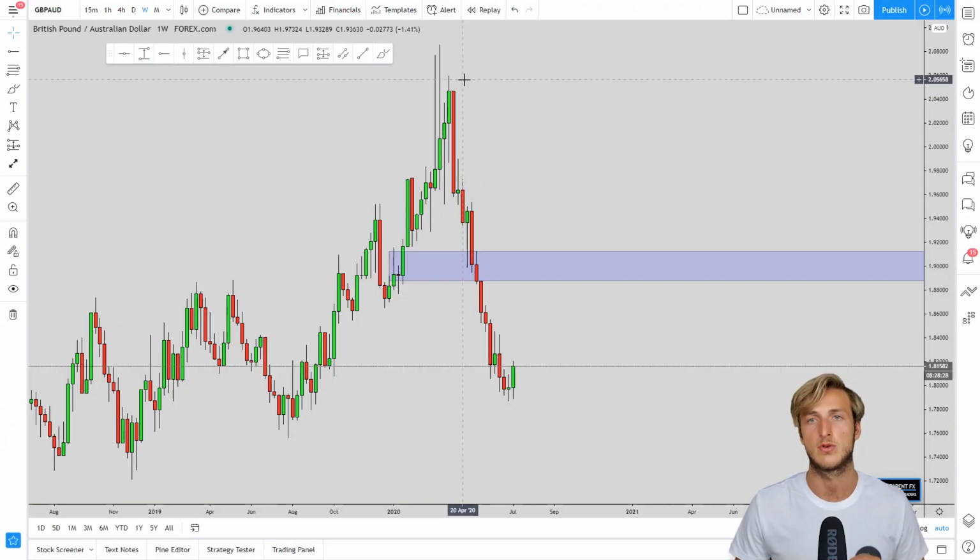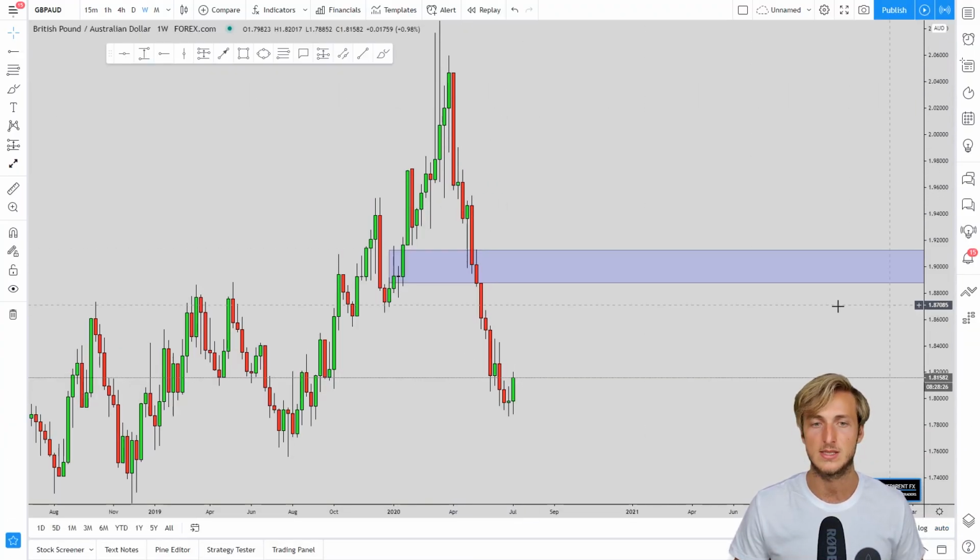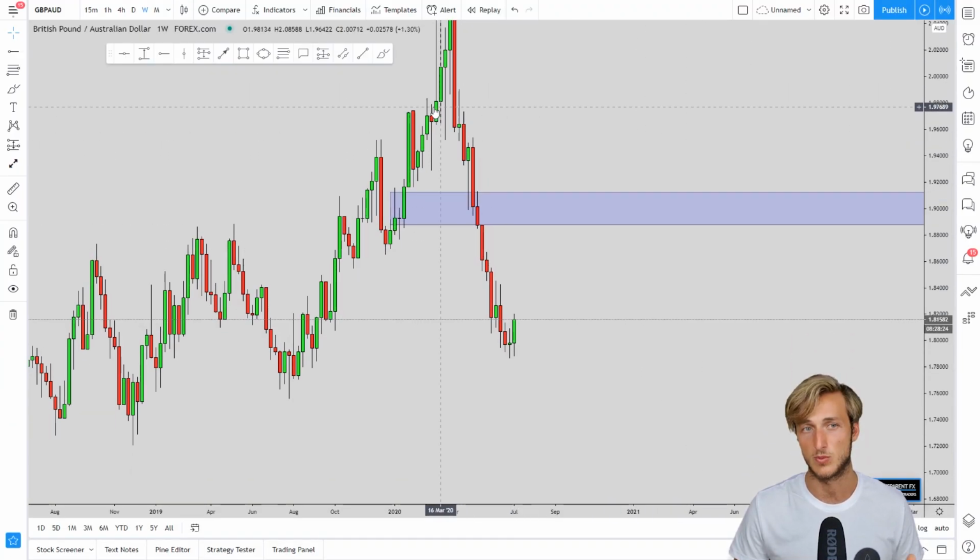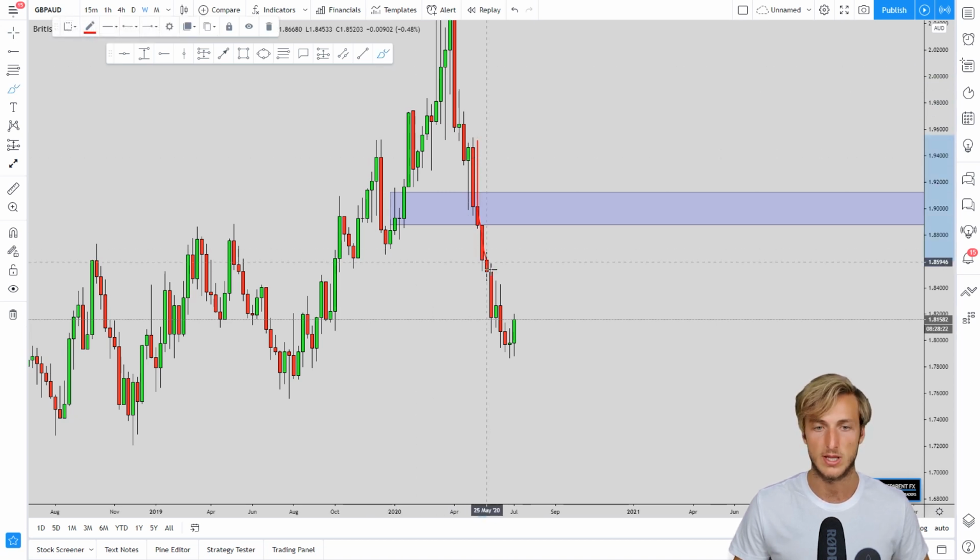So on the weekly time frame, what can we see? On the weekly, we can see a completely different scenario, because in this move to the downside, the market created one green candle, which is this one here. Now this is a level that the market, as we are speaking, is testing.